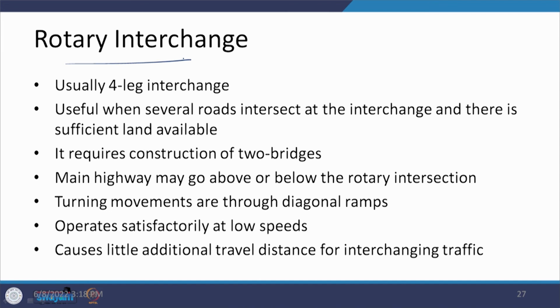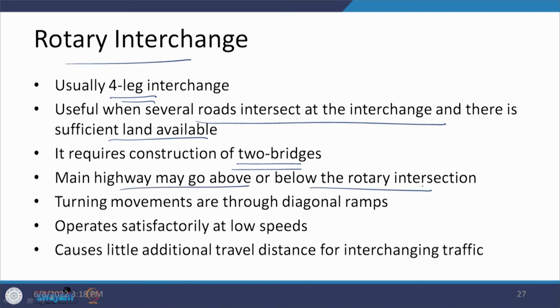Another category is the rotary interchange, which can be 4-legged or have more than that. It is used when several roads intersect at the interchange and there is sufficient land available. It may require the construction of 2 bridges. The main highway may go above or below the rotary intersection. The turning movements are through diagonal ramps, and it operates satisfactorily at relatively lower speeds, and because of the circular movement, it causes a little additional travel time or travel distance.